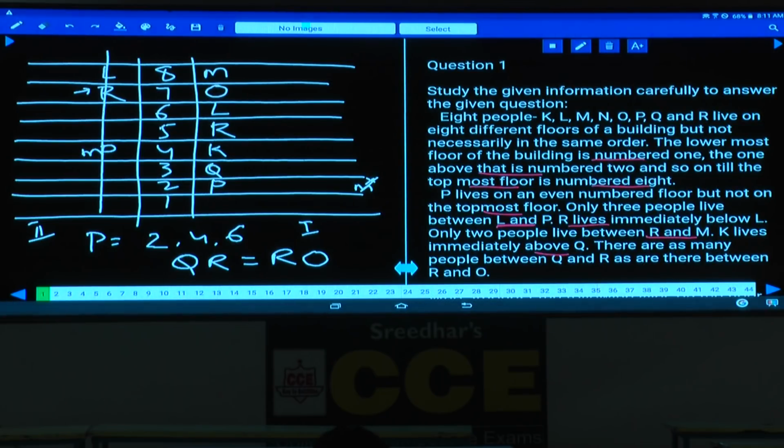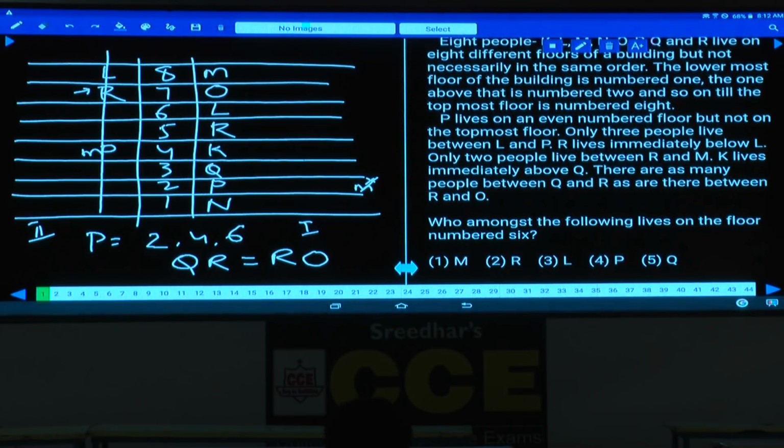Then who is the person left over here? K, L, M, N. N is the person left over. And this N must be on the 1st floor. And this is how these 8 persons are staying on 8 different floors of a building.